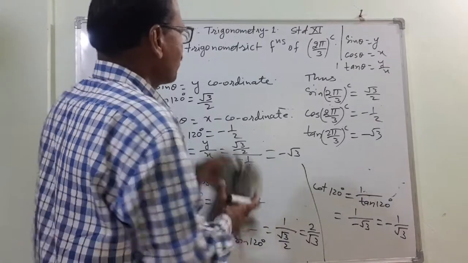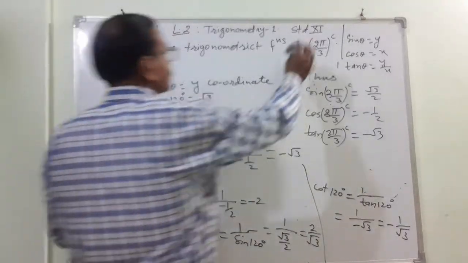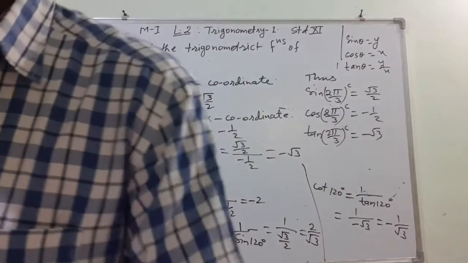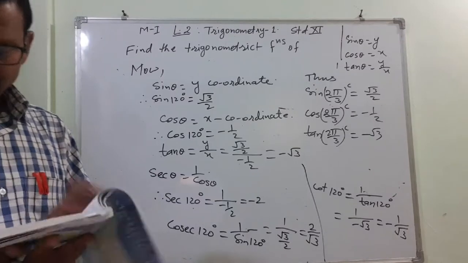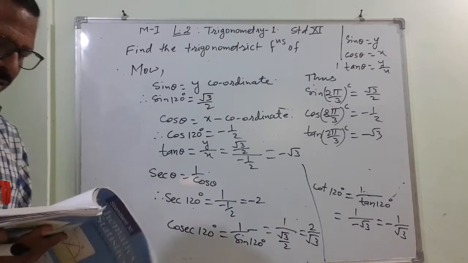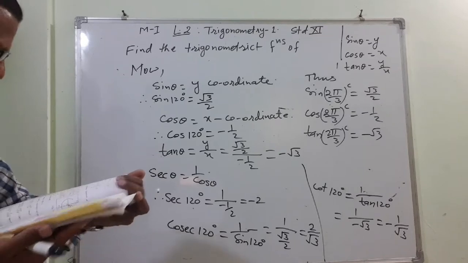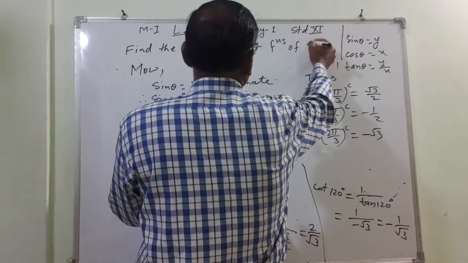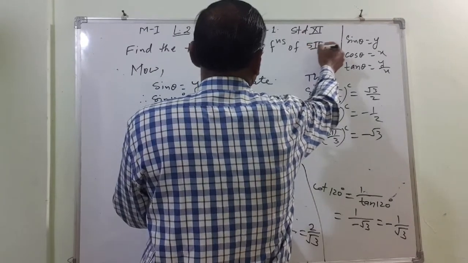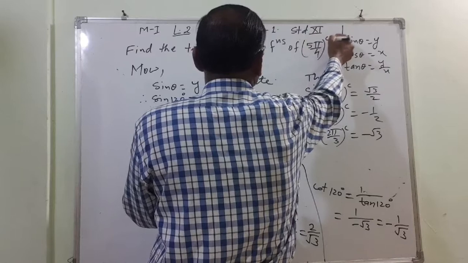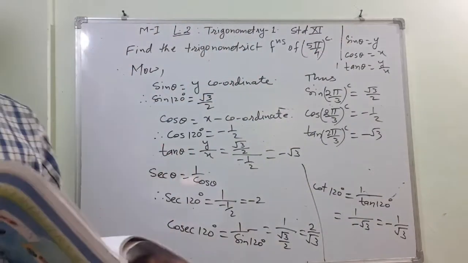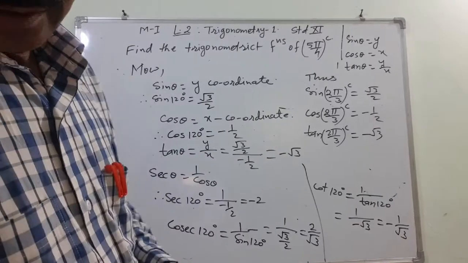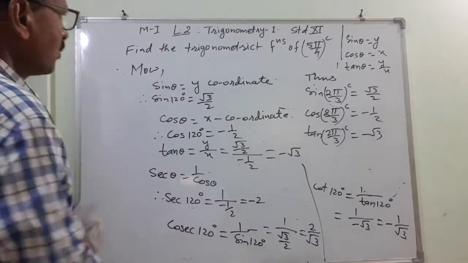Now I will give you one question for this. It will be as a homework, you will prepare it. 5 pi by 4. Functions of 5 pi by 4 radian. So this will go in the third quadrant. You search it. Okay then.